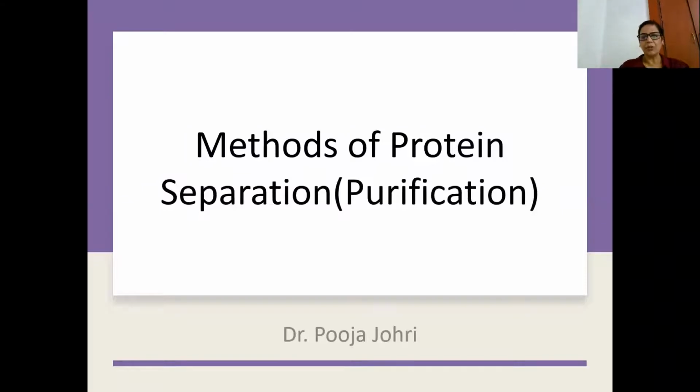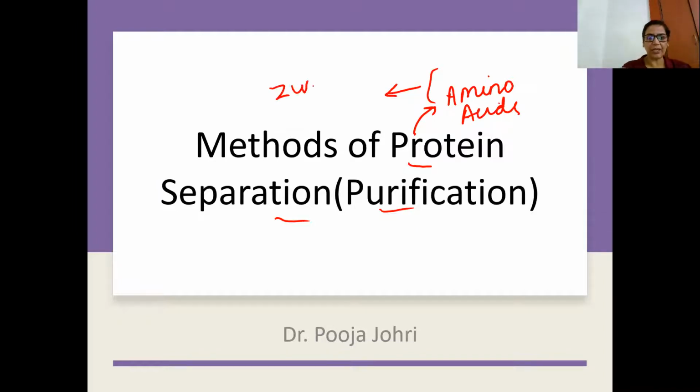Methods of protein separation or purification. Now see, proteins, as I just told you, are formed from the amino acids. And all of us know that amino acids have a zwitterion structure. Zwitterion structure means they can behave as acids and they can behave as bases. And this particular point becomes the basis of the process of protein separation.